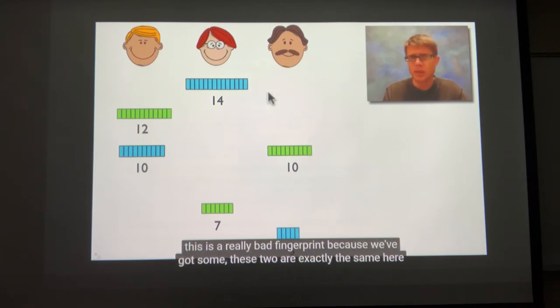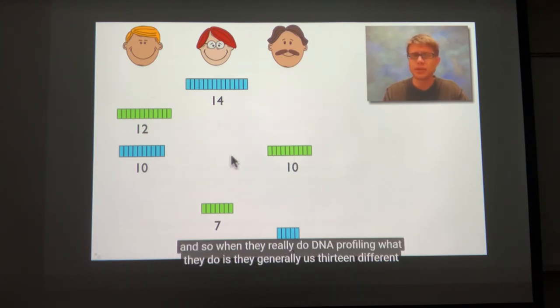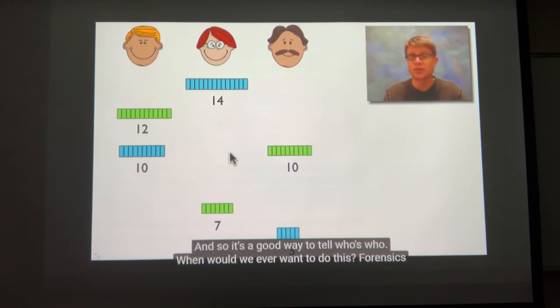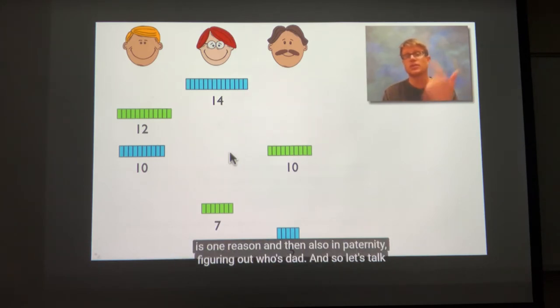But you can tell that this is a really bad fingerprint, because these two are exactly the same here. And so when they really do DNA profiling, what they do is they generally use 13 different sections like this. And then those 13 sections are each going to be highly variable. So it's a good way to tell who's who. When would we ever want to do this? Forensics is one reason, and then also in maternity, figuring out who's dad.